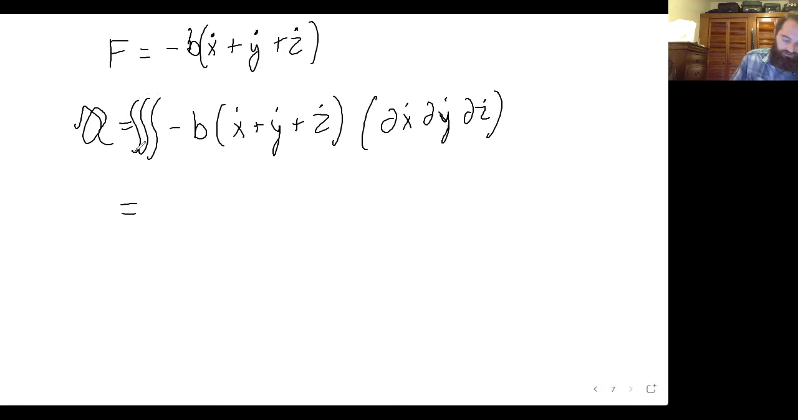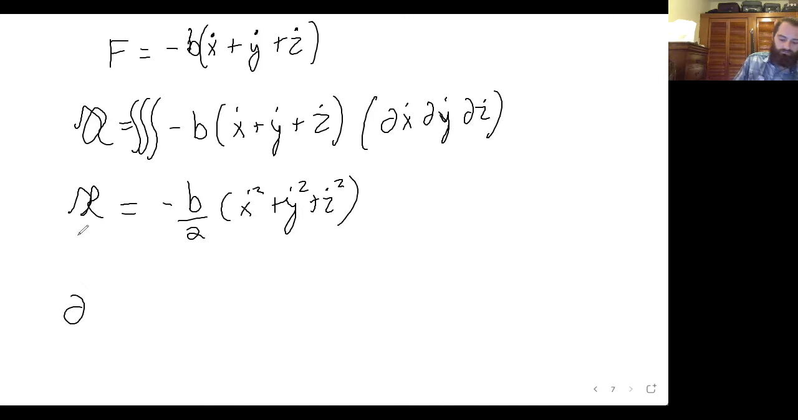And this would be a triple integral because it's over three dimensions. And you would get your Rayleigh function is b over 2 times x dot squared plus y dot squared plus z dot squared. And then, of course, instead of doing the partial of R, you're doing the negative gradient of R to get the terms that go into your Lagrangian. For example, maybe I'll do the y direction since we did the x in one dimension already.